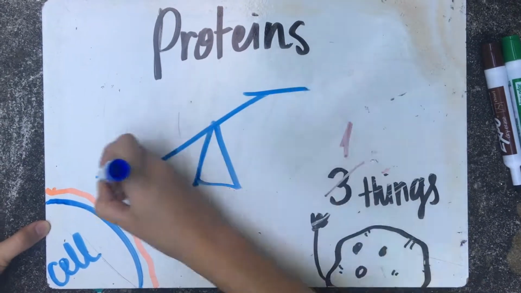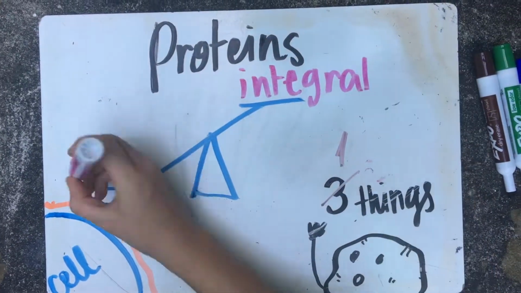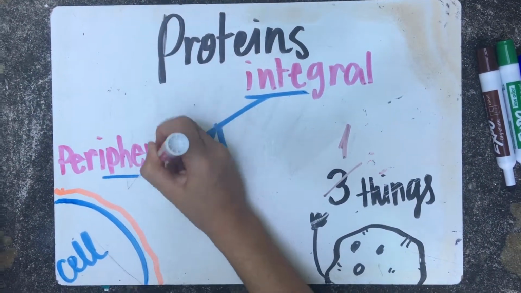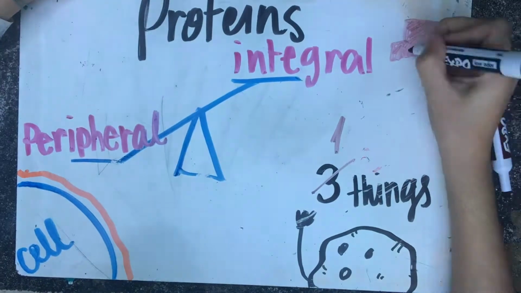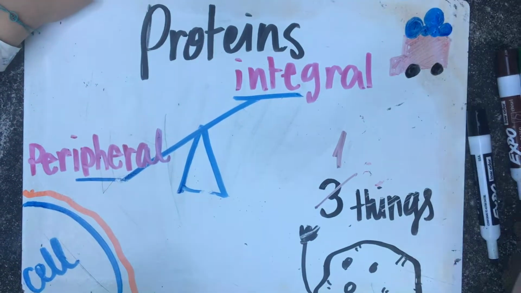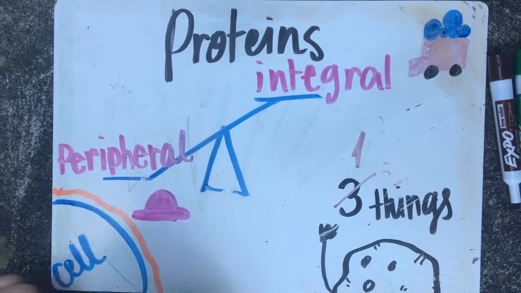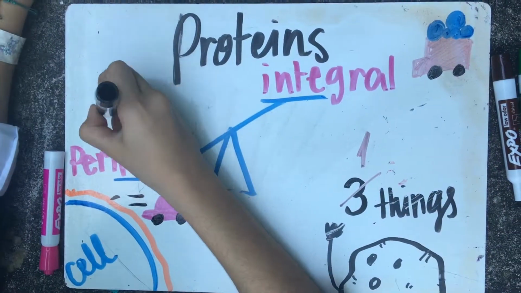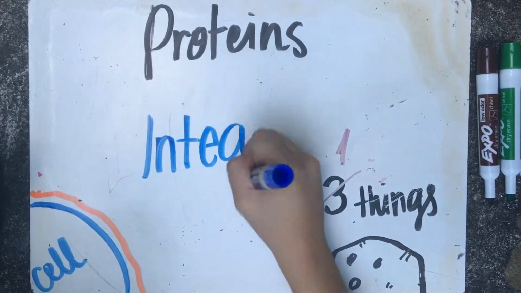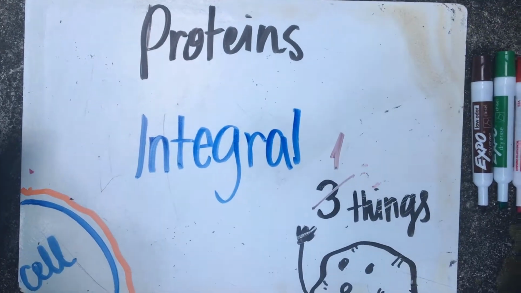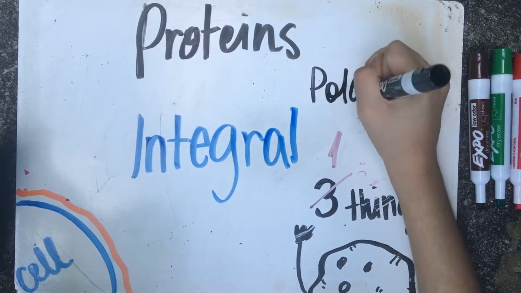They are divided into two types, the integral and the peripheral. The integral are in charge of transporting large molecules, like glucose, while the peripheral helps with the transportation and the communication. The integral proteins are divided into two things, the polar and the non-polar molecules.